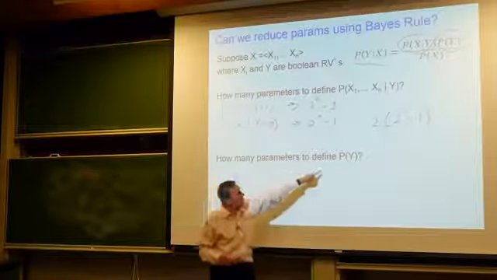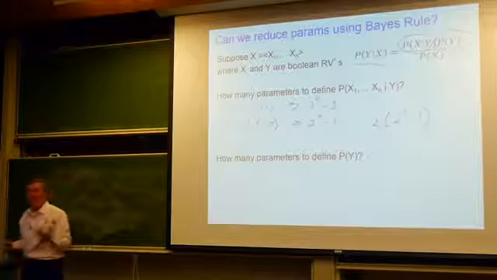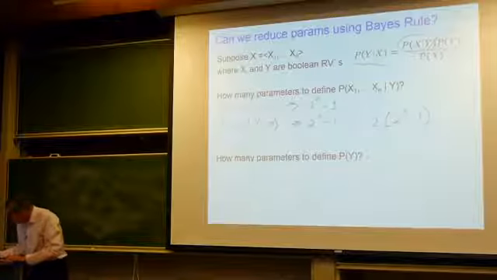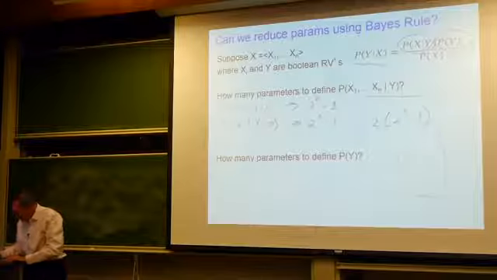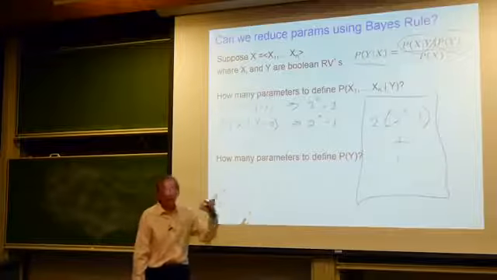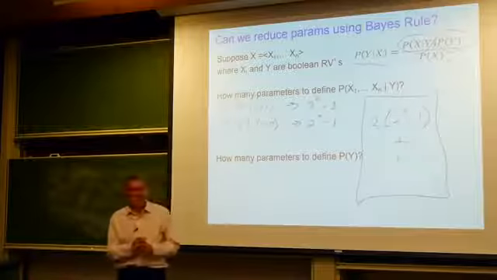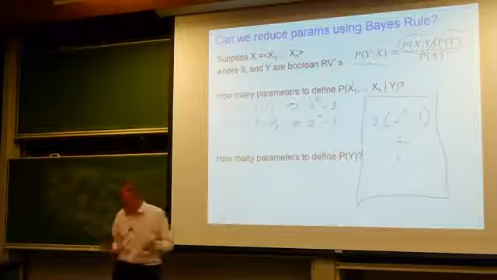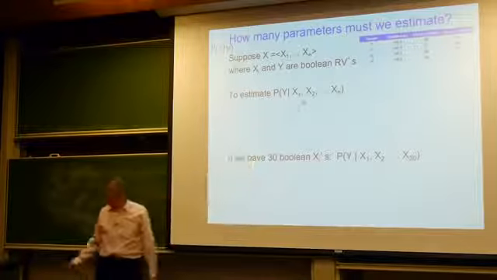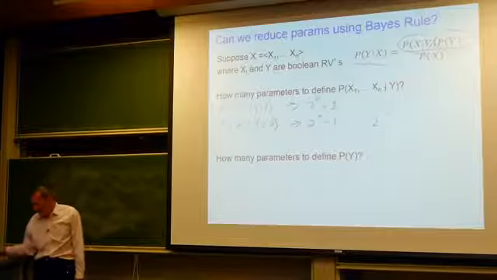And how many parameters do we need for this? 1. It's like a coin flip, right? It's a Boolean variable, Bernoulli distribution, 1 parameter. Okay, so we need that many parameters this way, whereas before we only needed 2 to the n. So actually Bayes' rule makes it worse. Right, this is bigger than if we tried to just estimate this, we'd need 2 to the n. Now we're going to need more. Okay, so that's not helping.